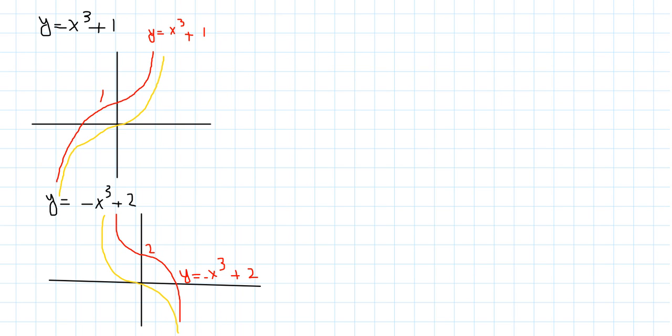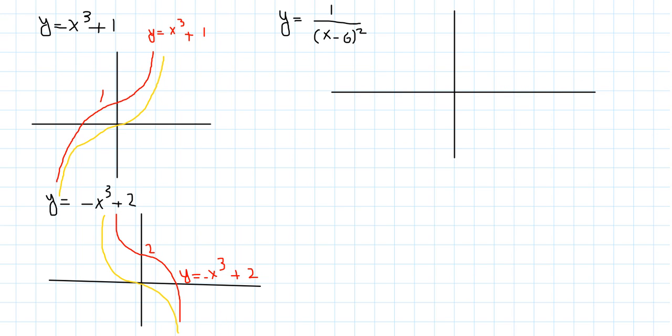Now try this. y equals 1 over x minus 6 squared. Because we have y equals 1 over x minus 6 squared, let's draw the whole shape of y equals 1 over x squared. So the whole shape of 1 over x squared should be like this.